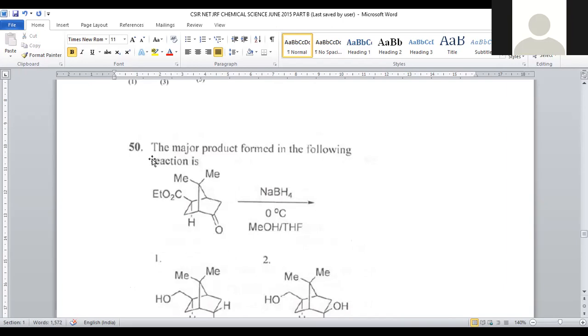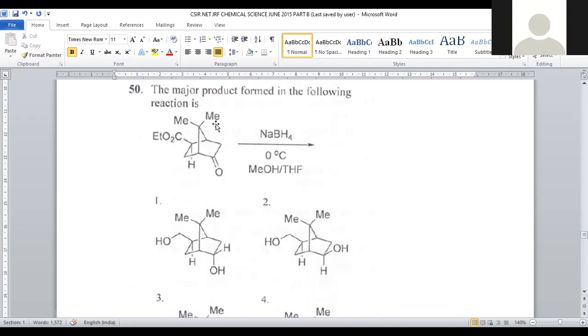Let us move on to question number 50. The major product formed in the following reaction. It is a part of organic chemistry and we can say natural products. This is a compound called camphor. A substituted camphor compound was given. Now it is treated with sodium borohydride. Upon treating with sodium borohydride, we can clearly assume that sodium borohydride is selective for the reduction of carbonyl rather than ester. Here within the compound we have ester and carbonyl, both the groups.